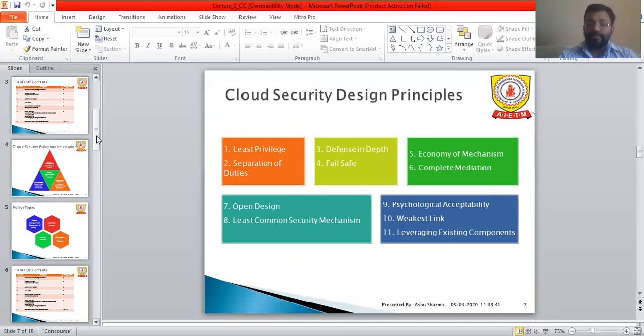Like in this slide, it mentions least privilege, separation of duties, fail safe, defense in depth, and economy of mechanism. All these align with the safety and security measures of the company and organization.